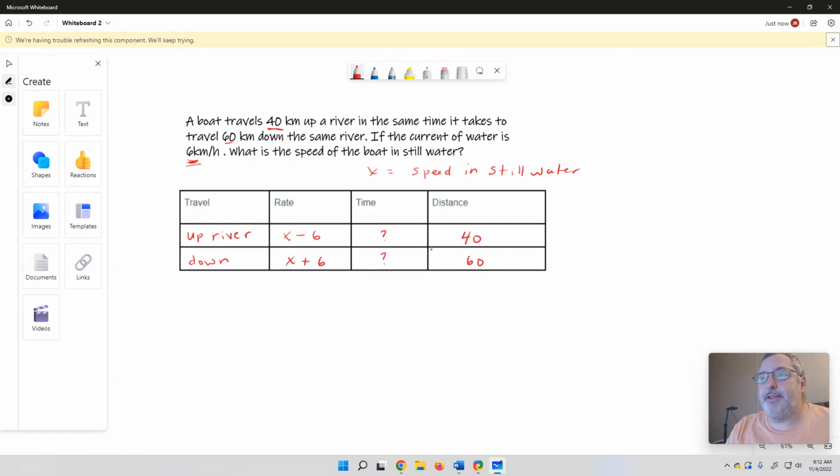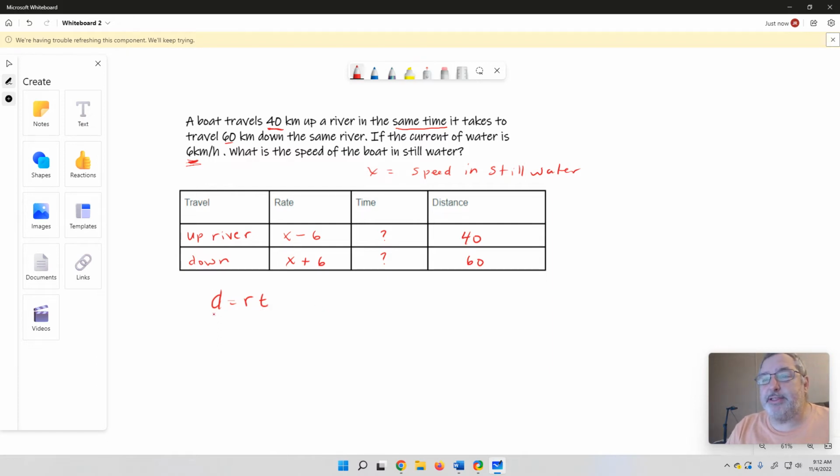Well, what does this have to do with anything? We're going to look at this: distance equals rate times time. We know it's the same time. So if we can set this up where we have the same times, we can set them equal to each other and solve the problem.